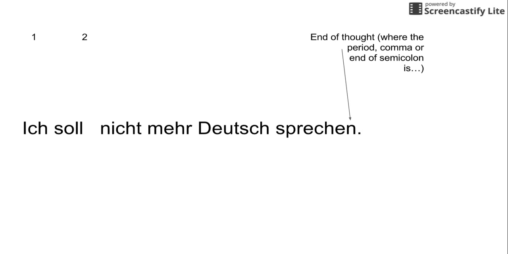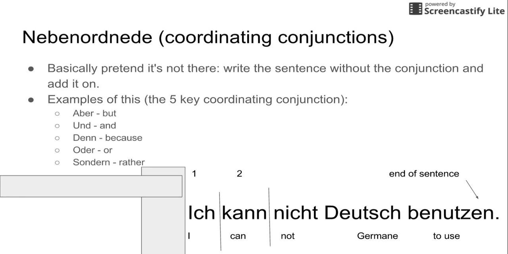So let's first recap how a normal thought should work in German. The conjugated verb is usually in second position. The subject is next to the verb, and the end of the thought is where the period, comma, or semicolon is. First off, we will talk about coordinating conjunctions. In coordinating conjunctions, basically, we can write the thought covering up the conjunction.